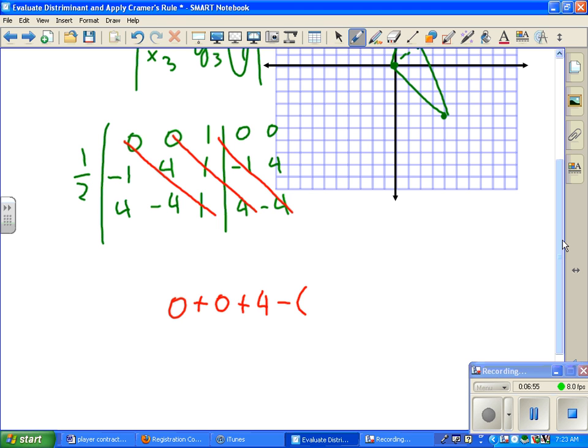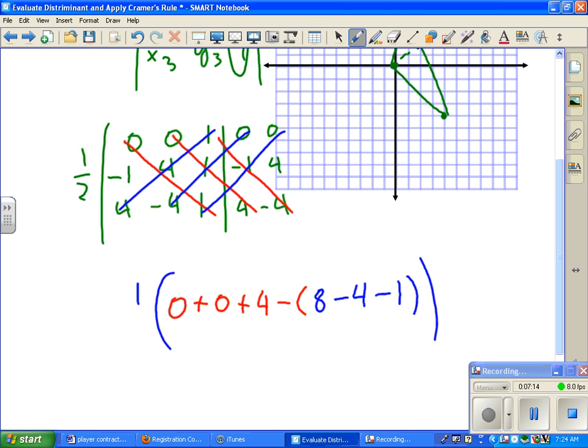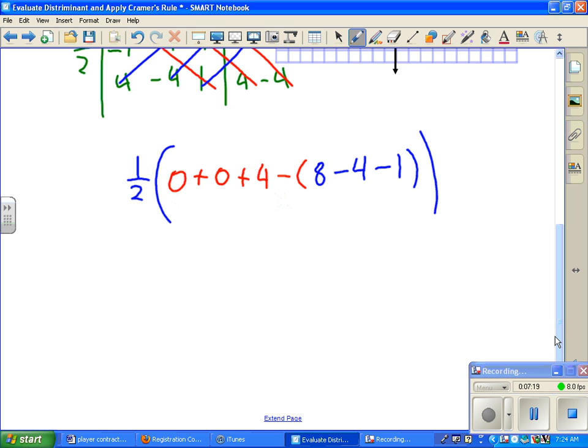Minus. Now I need to go the other way. Let's go with a different color here. Okay, that is 8. And then minus 4. And then minus 1. Okay, and we're going to take this times 1/2 all together when we're done. Okay, so let's go ahead and keep solving. So I got 1/2 times 4 minus 8 plus 4 minus 1.